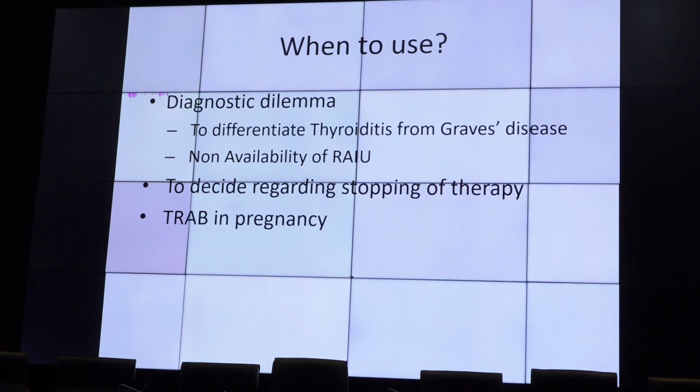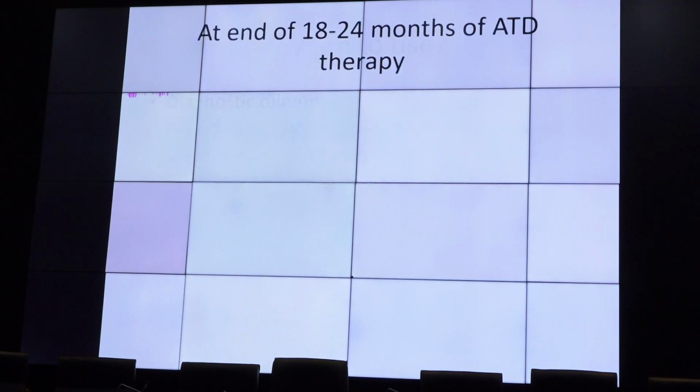Even in subacute painless thyroiditis, less than 1% is seen. Thyroiditis, that is what I again said, destruction of the thyroid hormones, it is negative. So we can differentiate, and also when we need to decide regarding the stopping of therapy. Now, usually when we start the treatment with anti-thyroid drugs, there are three types of drugs which are available.